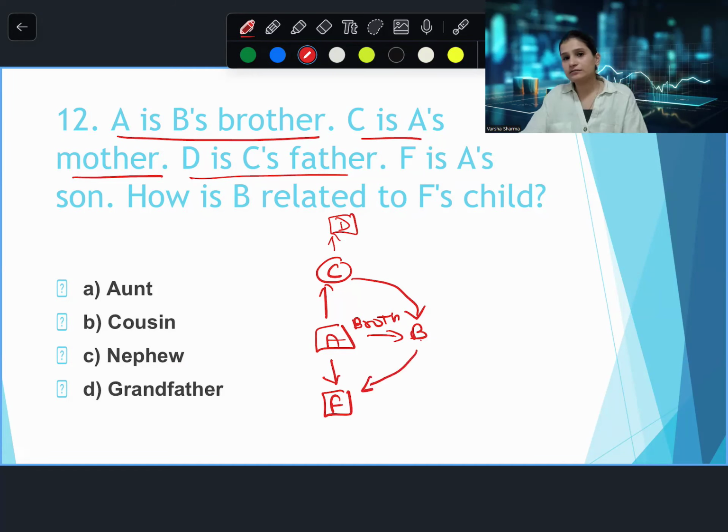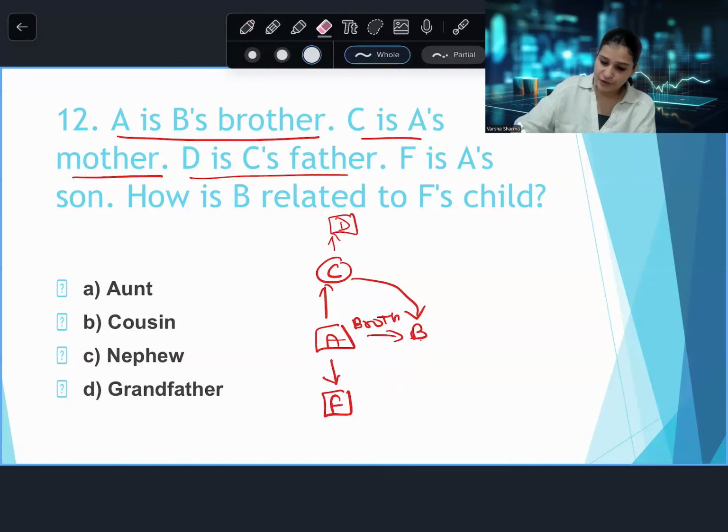Either uncle or aunt. We are not sure about the gender of B. So B is either the uncle or the aunt. So we don't have an option uncle here. So definitely aunt. Oh, I'm so sorry. F's child. I'm sorry.